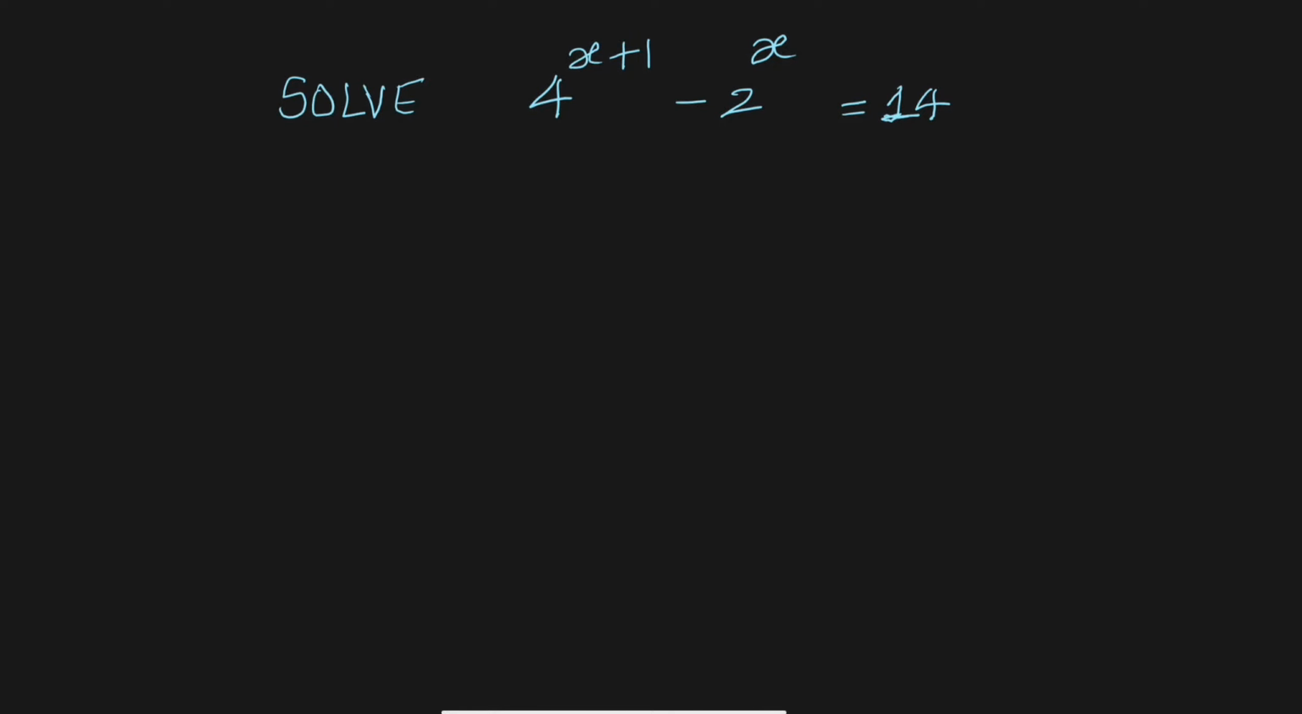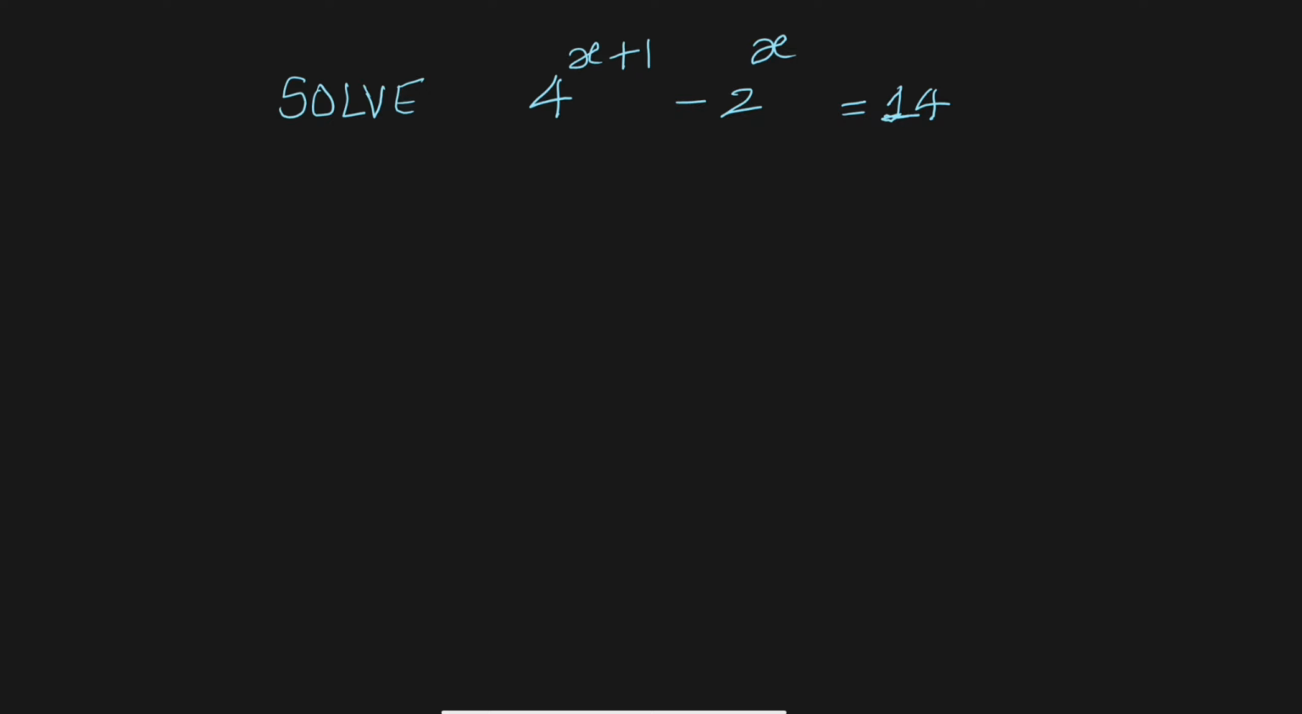Hello friends, 4 to the power of x plus 1 minus 2 to the power of x equals 14. When we look at this problem the first time, it looks very complicated. But once we understand that we can use the law of exponents and a little bit of substitution, this equation will reduce into a quadratic equation. Then that problem can be solved very easily. So stick with me for 2 to 3 minutes. We'll solve this complicated equation together, reduce it to a quadratic equation and find the value of x.